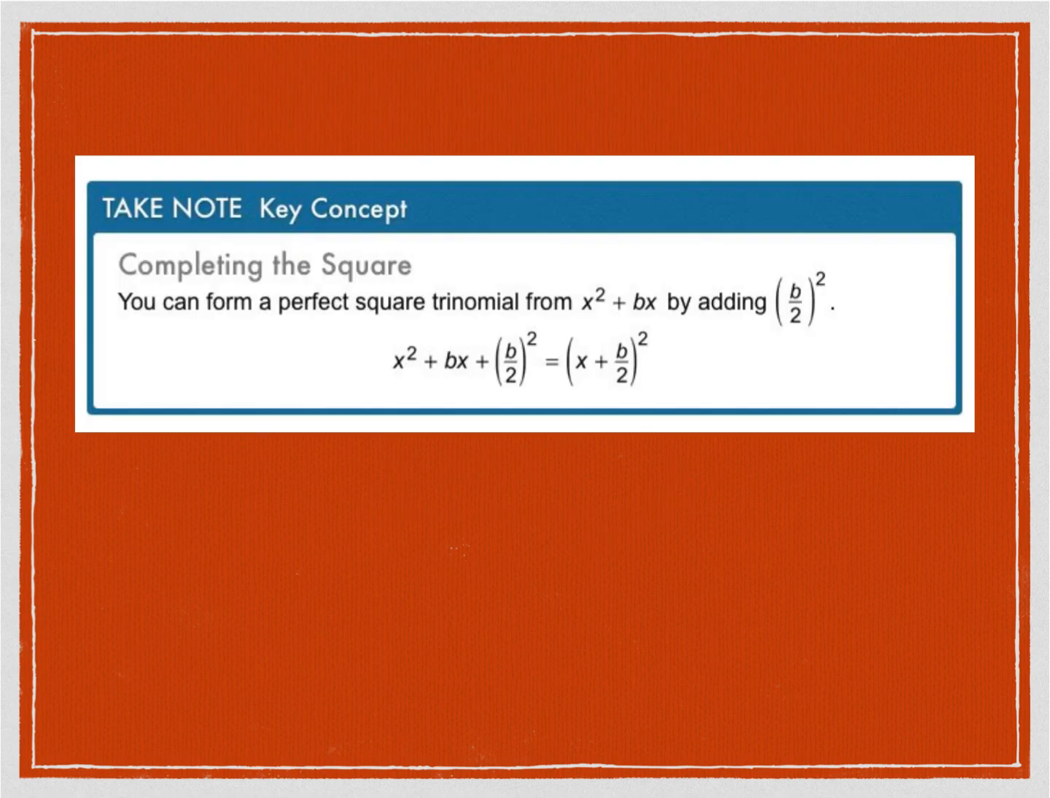Now here's where completing the square comes into play, which is what we did in the very first slide. So you can form a perfect square trinomial from x squared plus bx by adding b over 2 squared, which is what we're going to be working on.